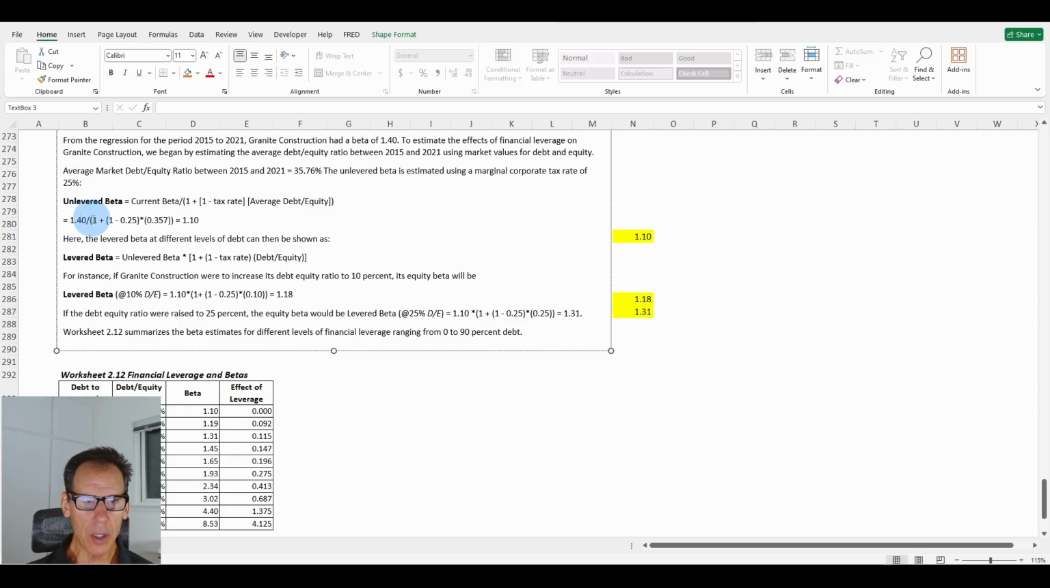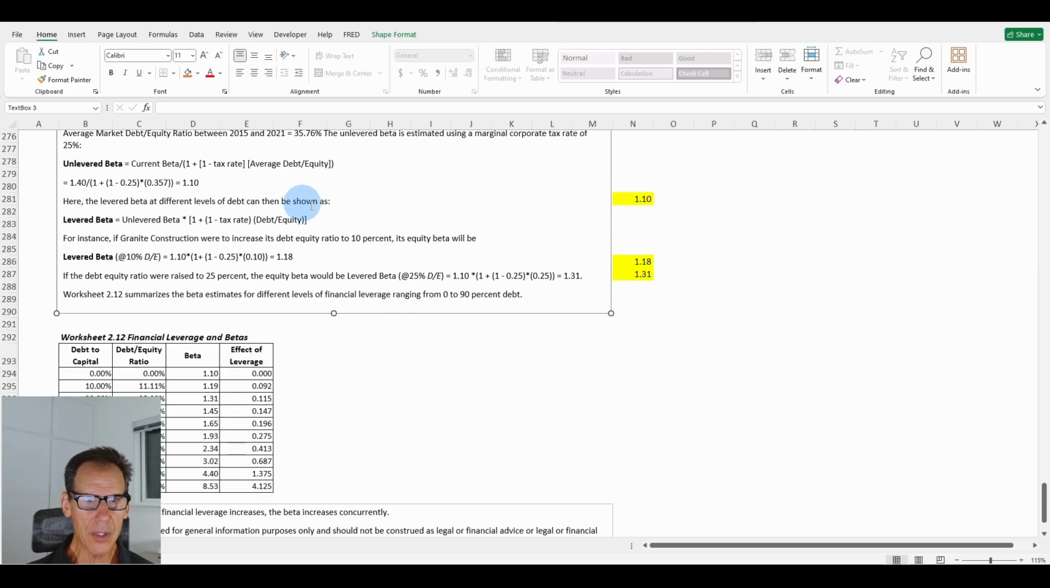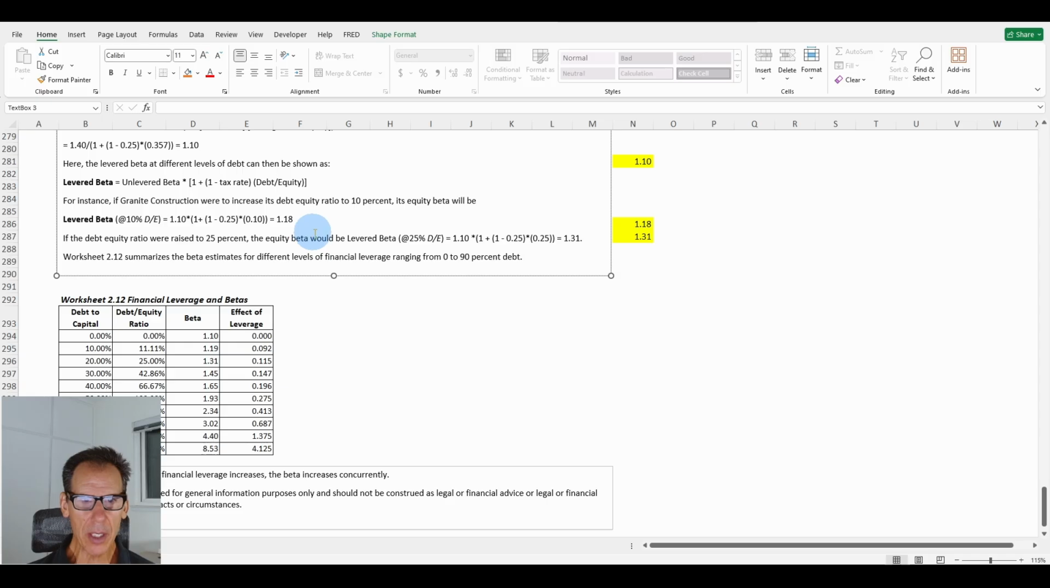We take 1.4 and divide this by 1 plus (1 minus the tax rate) times 0.357, which is the debt to equity ratio. The levered beta at different levels of debt can then be shown as here, and unlevered beta equals this. So for instance, if Granite Construction were to increase its debt to equity ratio to 10%, its equity beta will be 1.18. If the debt to equity ratio were raised to 25%, the levered beta would run up to 1.31.